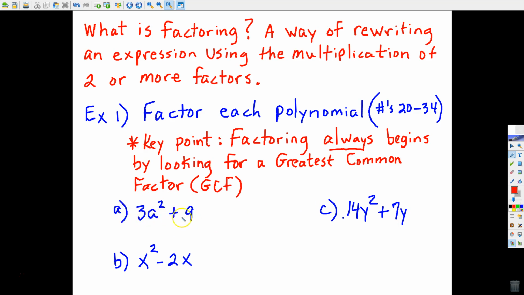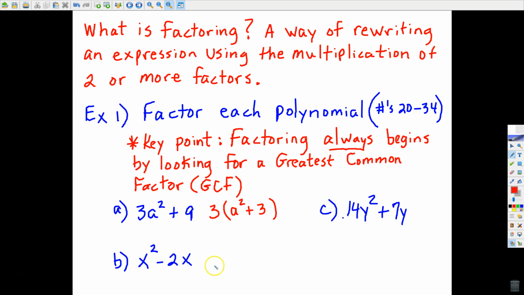The GCF for letter A is 3. 3 is the largest number that divides into 3a squared and 9. 3 then serves as one of the factors, since I'm about to write this as the multiplication of two factors. The way I get the other factor to write in the parentheses is to divide 3 into each of these terms in blue. When I divide 3a squared by 3, I get a squared, and when I divide 9 by 3, I get 3. A simple check using the distributive property shows that this, when multiplied together, does equal the original blue expression. That's again what factoring is: another way of writing an expression using multiplication.